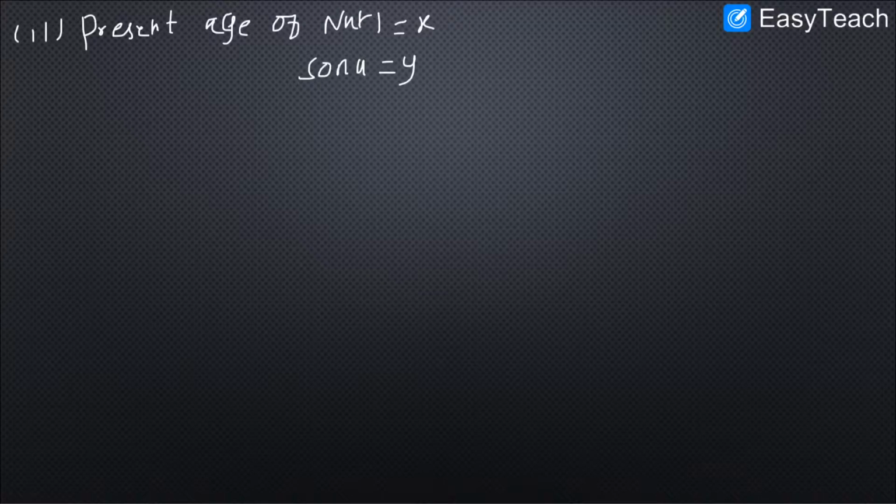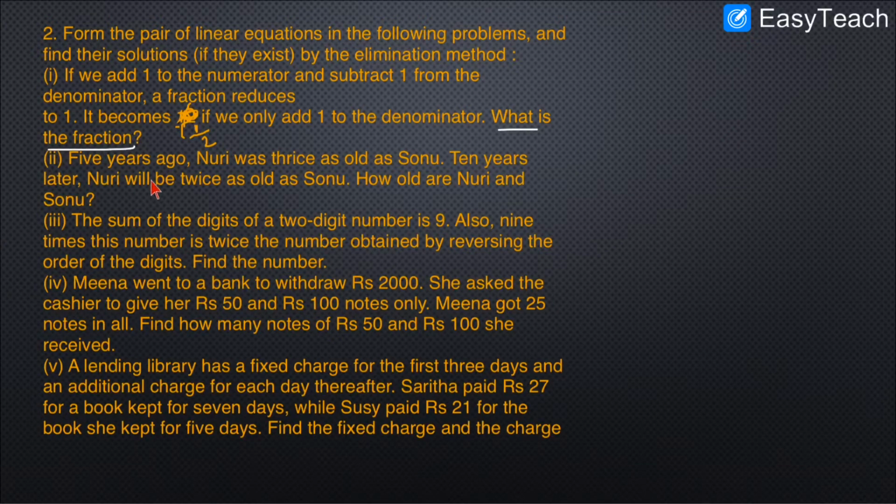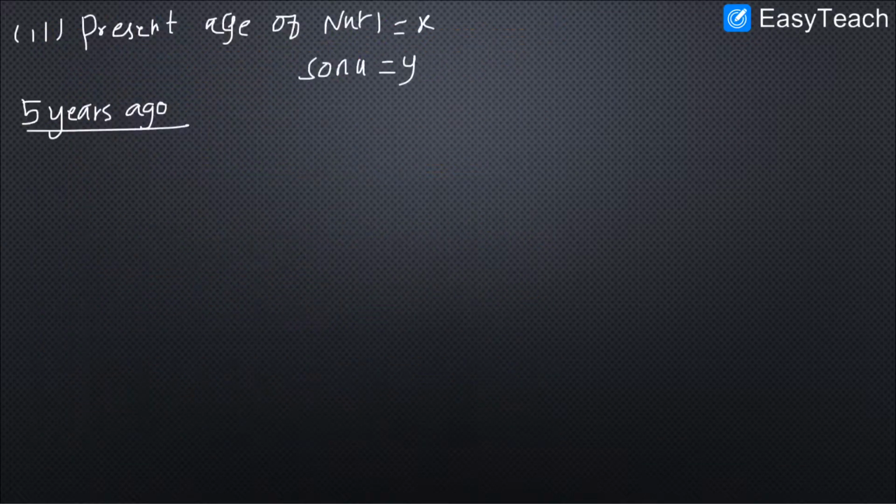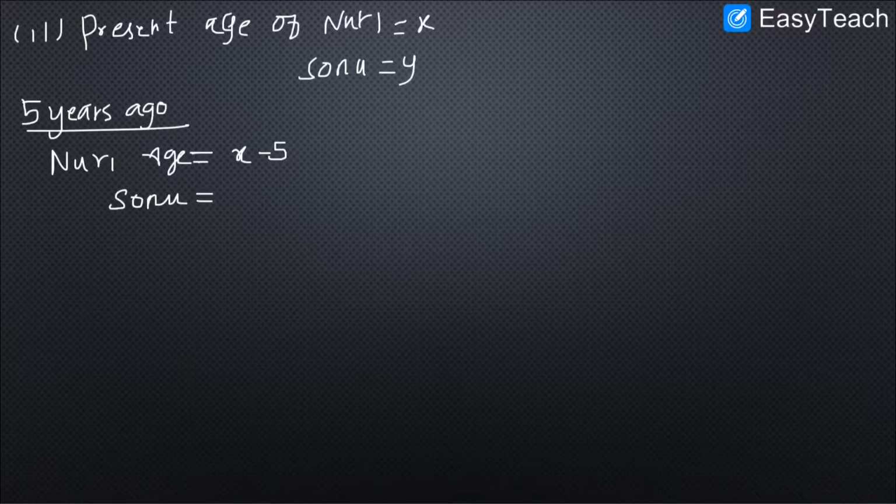Let's assume the present age of Noori equals x, Sonu equals y. Look at the first scenario. 5 years ago, Noori was thrice as old as Sonu. So 5 years ago, Noori's age is x minus 5, since we reduced 5 years from x. So Sonu's age is also y minus 5, since we reduced 5 years from the present age.